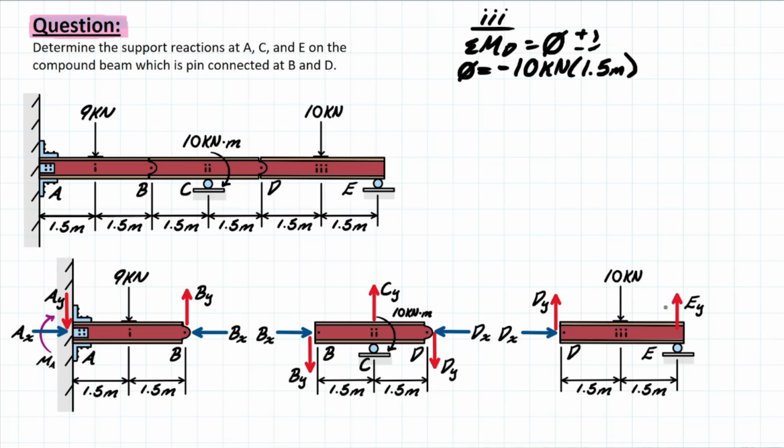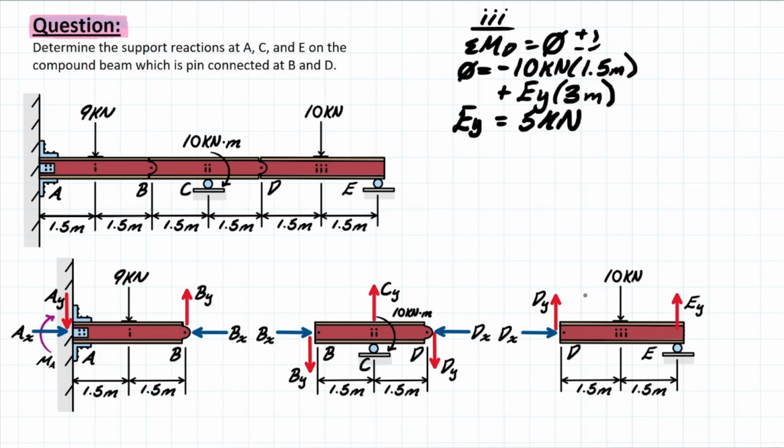And then similarly, you do the same thing for EY, except this time you're creating a counterclockwise rotation about D, meaning that you're going to have EY, which is positive, and then that is 3 meters away. So 1.5 plus 1.5. Solving for EY, you're going to be left with 5 kilonewtons.